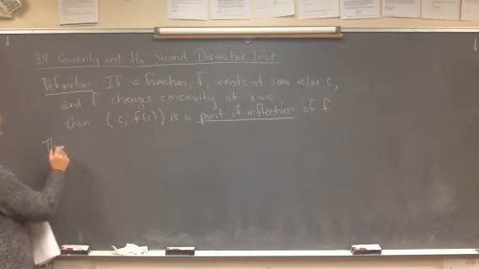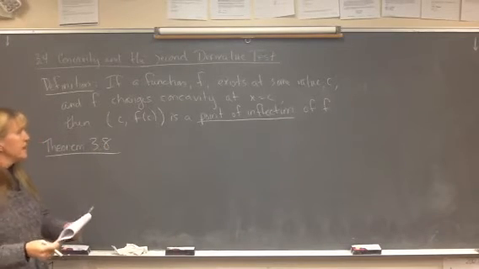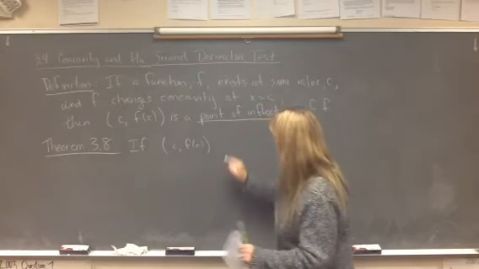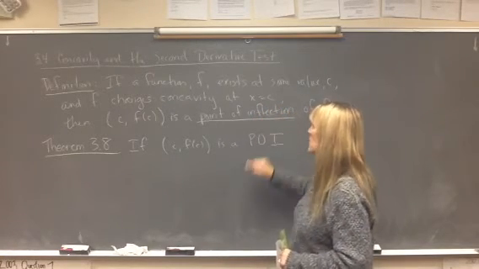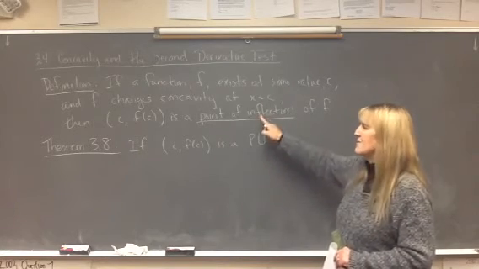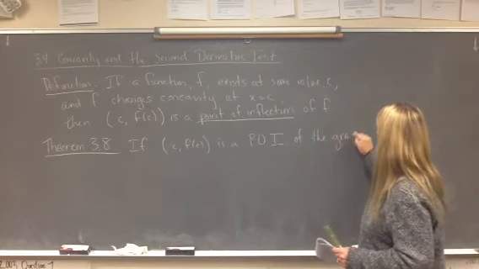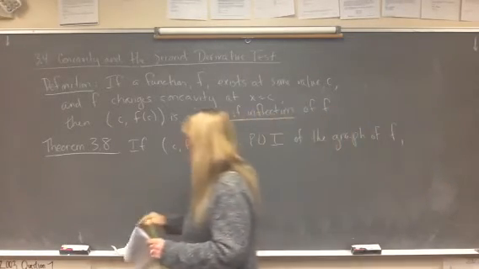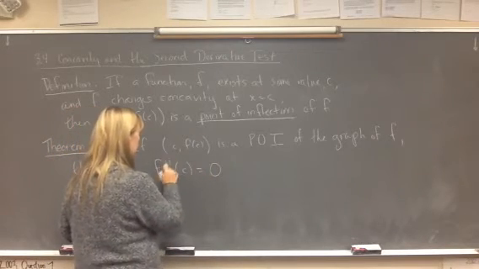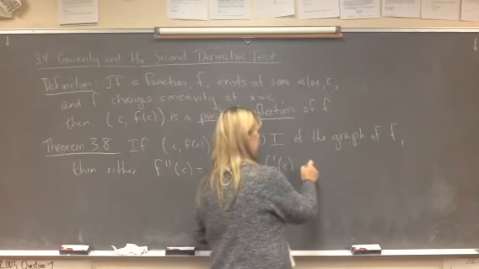Okay, I think I will squeeze this theorem 3.8 right here. It's a pretty simple theorem. It says if c comma f of c is a point of inflection, POI is a typical abbreviation for point of inflection, but we don't call it a POI, we call it a point of inflection. You're allowed to use the abbreviation, but you have to say it, please, okay? So if c, f of c is a point of inflection of the graph of f, then either f double prime of c has to equal 0, or f prime of c is not defined.